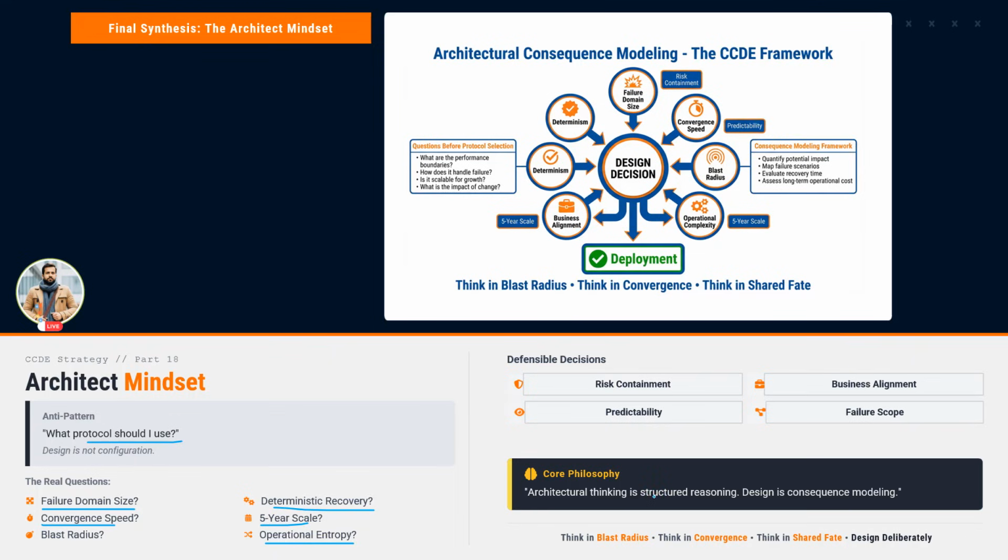So it's about structured reasoning? Exactly. Every design decision must be defensible in terms of risk containment, business alignment, operational predictability, and failure scope control. Design is not about configuration commands. It's about consequence modeling. Think in blast radius. Think in convergence domain. Think in shared fate.